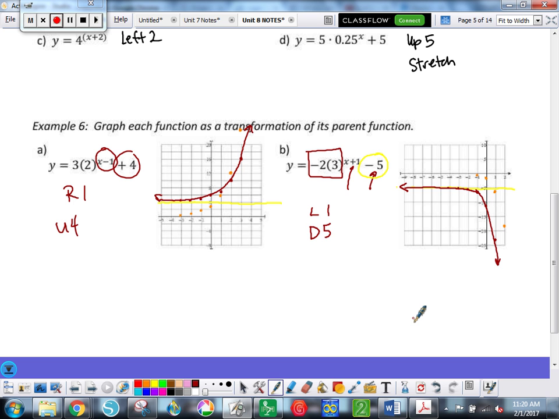Maybe we have more on the next page. Any initial questions before we move on? This shifting, the up-down shifting, that's where it's going to be.